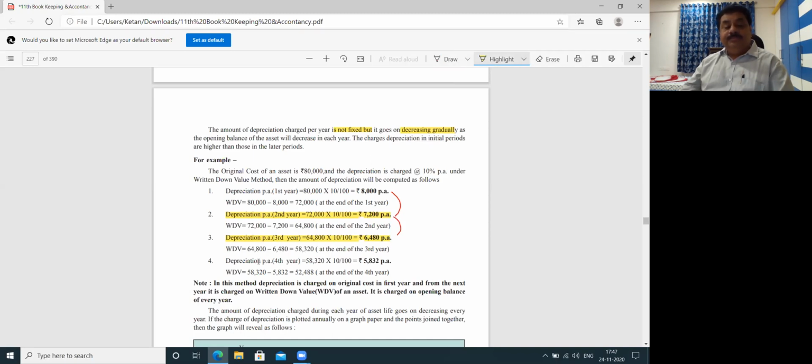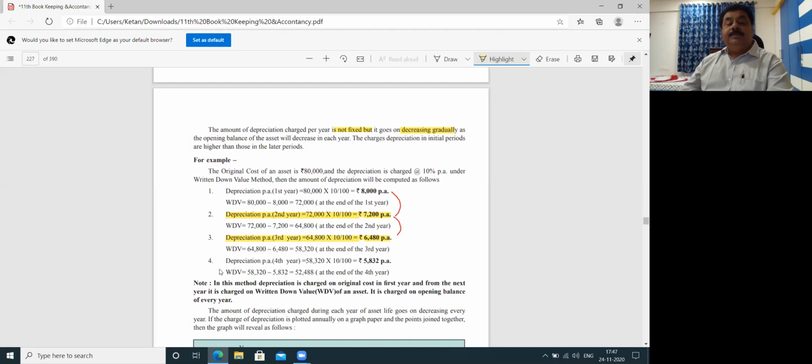Then thereafter, the written down value, that is 64,800, meaning this opening balance, minus 6,480, that is the depreciation for the third year. So the remaining value is now 58,320 at the end of the third year.